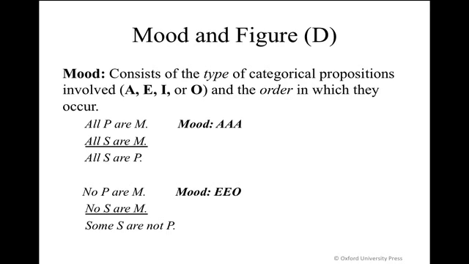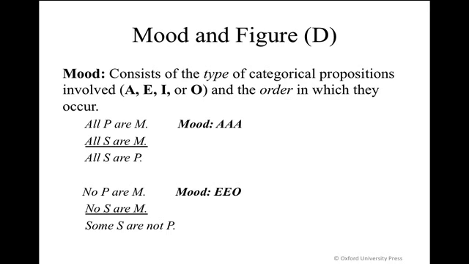Okay, let's move on to mood and figure. Now, mood and figure are technical terms for, respectively, the type of categorical proposition that is involved in a given syllogism, and then the figure is the order in which the middle term appears. So more on figure in just a moment. Notice in both of these examples, the mood is based on the fact that the argument is in standard form.